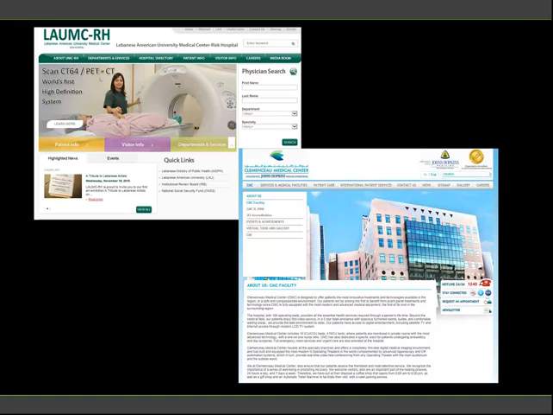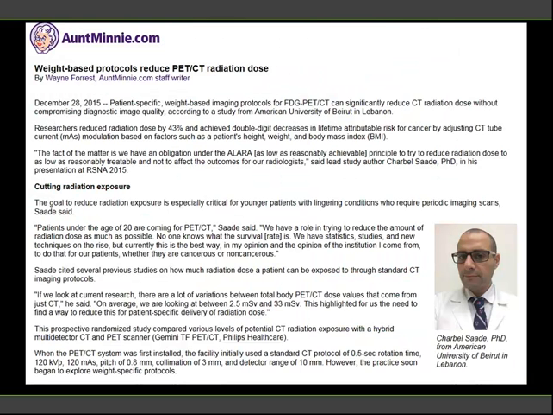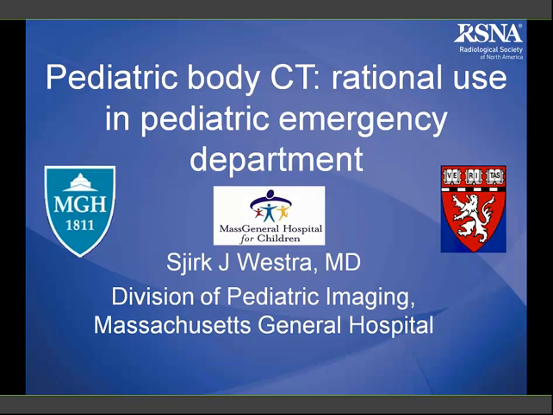At the same time, I think your audience is very familiar with the concept of radiation protection in children, and I was able to find this paper by Dr. Charbel Saad, who looked at the radiation dose and opportunities to reduce the dose in adults and children alike. Now, I'm a pediatric radiologist, so I'll focus on pediatric CT, rational use in pediatric emergency departments.